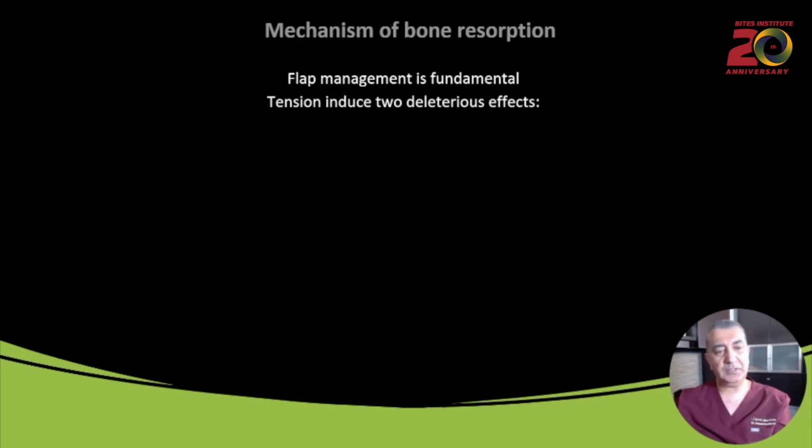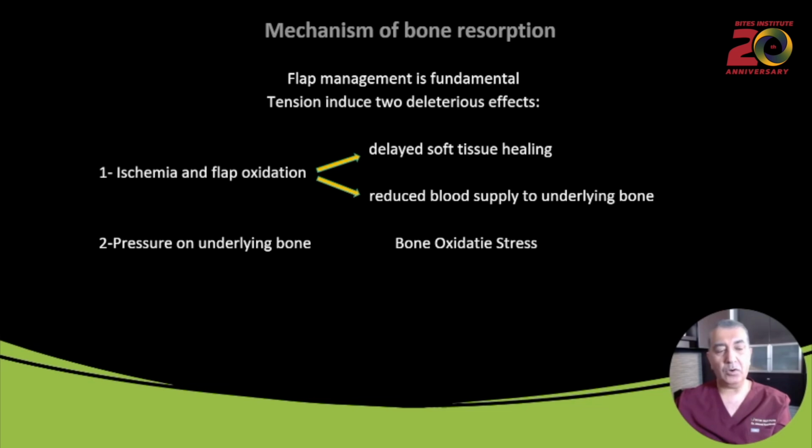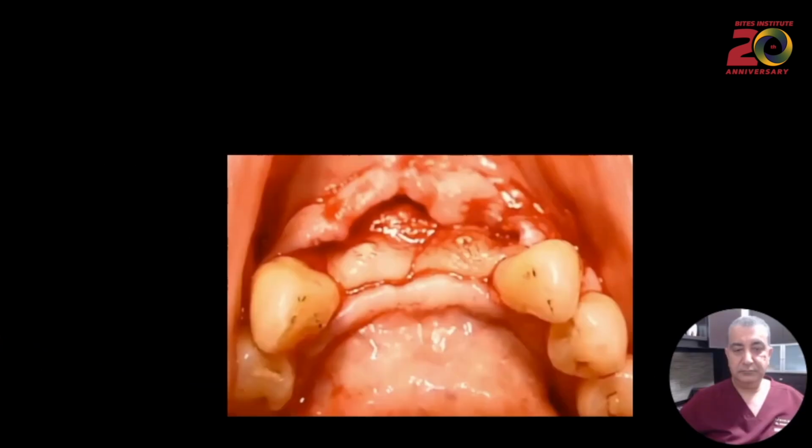Flap management is fundamental. Tension induces two deleterious effects. It induces ischemia and flap oxidation, which will lead to delayed soft tissue healing and reduced blood supply to the underlying bone. It also induces pressure on the underlying bone, which will lead to bone oxidative stress.